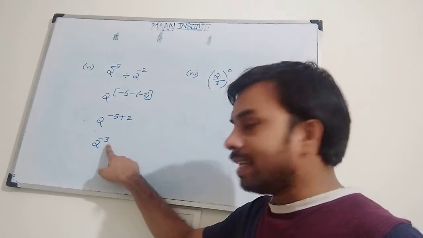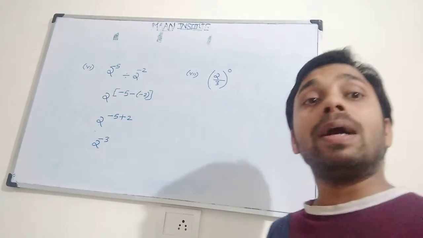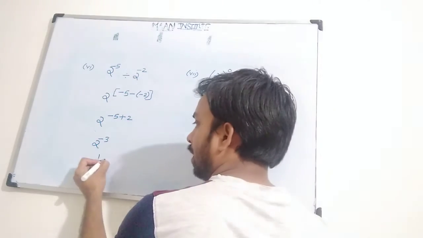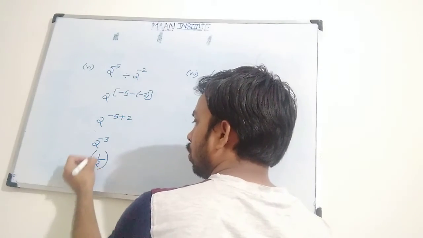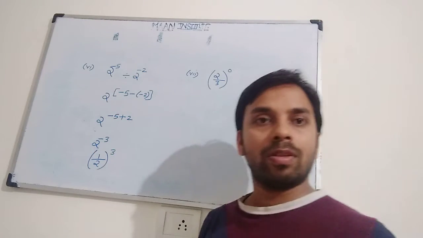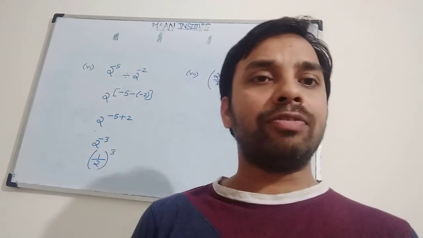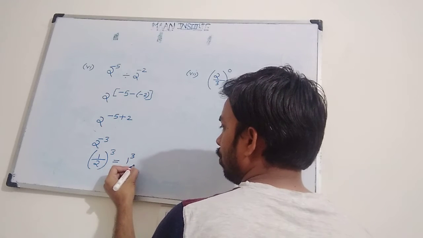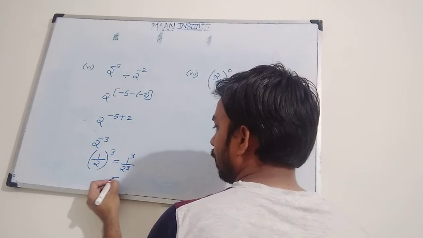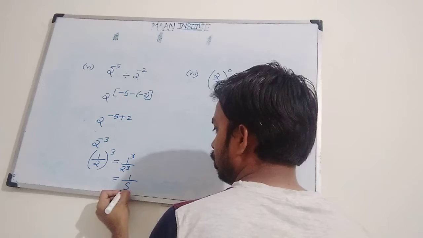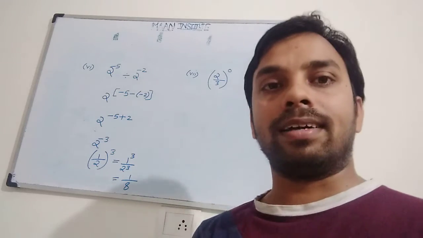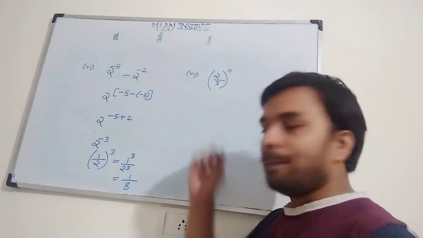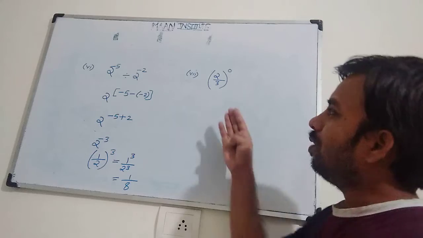So the exponent is negative, we will take the reciprocal of the base. So it becomes 1 by 2 cube. The reciprocal of 2 is 1 by 2, right? Now solve further. 1 cube, 2 cube. So this is 1 and this is 2 cube. 2 cube means 8, right? So this is complete. Now the last question.